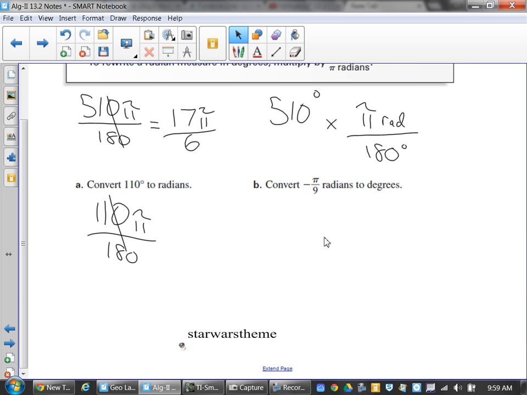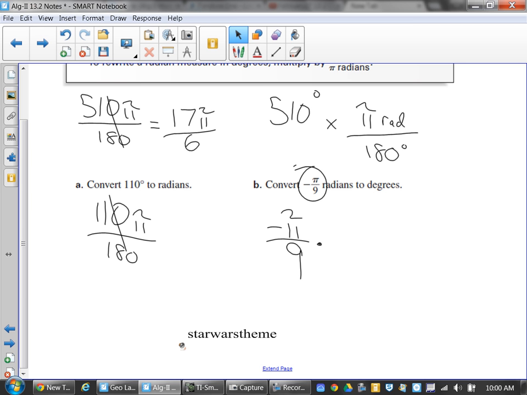Going the other direction, going from radians to degrees. One of the things you'll notice is that this book always tends to put the negative, when there's a negative with fractions, it usually lines it up with just the fraction bar. It doesn't matter where you place it. I usually put it in the numerator, so that way I know it's there. You have negative pi over 9.